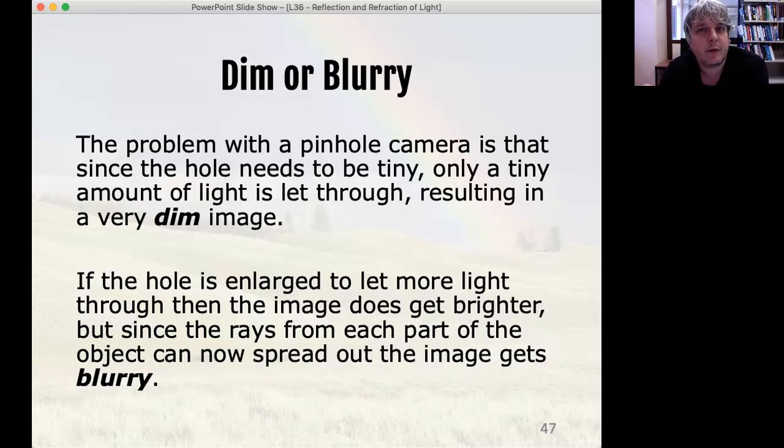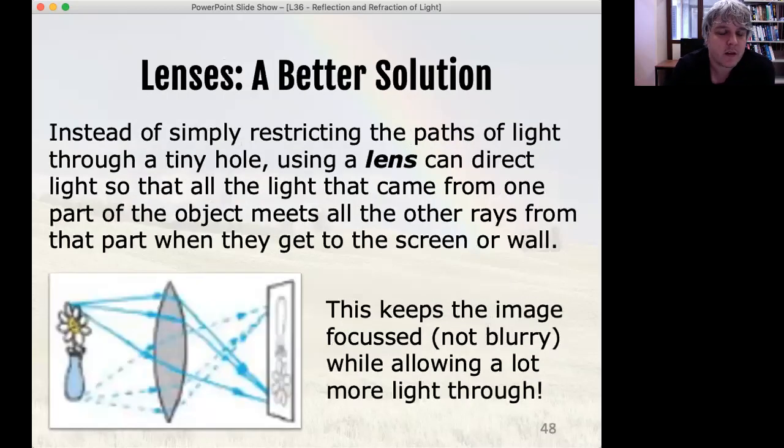If you make the hole a little bit wider so that more rays can get in, then the image does get brighter, but it also gets blurrier, because now each part of the wall can actually get rays from different locations in the real world. So these different locations can now hit that one spot, and the image gets blurrier.